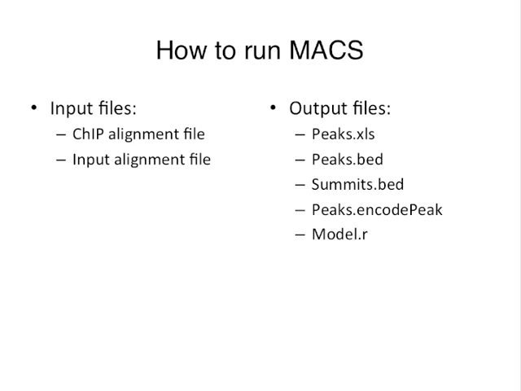There's another file called peaks.encodepeak, which gives a little bit more information than the regular bed file. It gives information about where the summit is located within the peak, as well as the p-value and q-value. And then it has this model.r file, which is just a script for R, a mathematical program that MACS uses, and that's just an output of the model. It's not necessarily important for your downstream analysis, but MACS uses this file to continue on with your analysis.